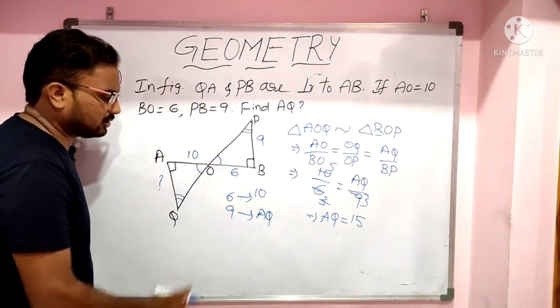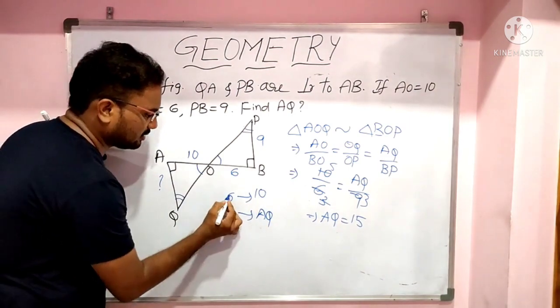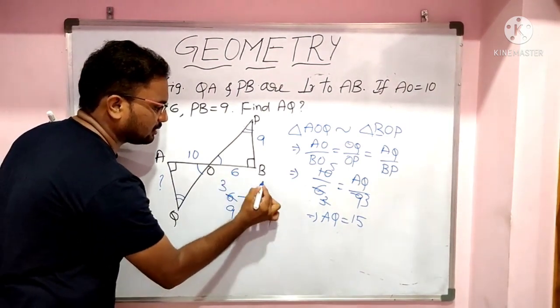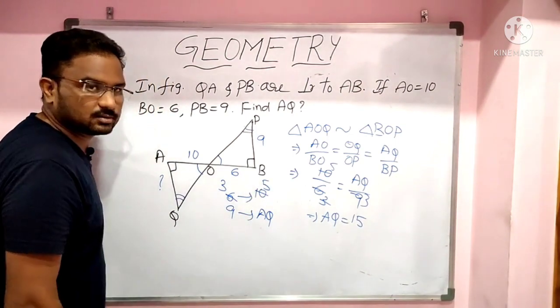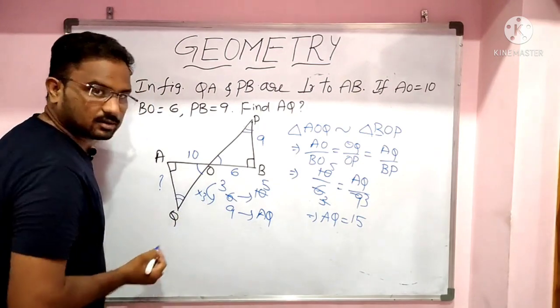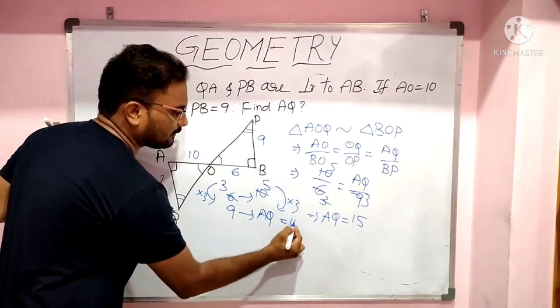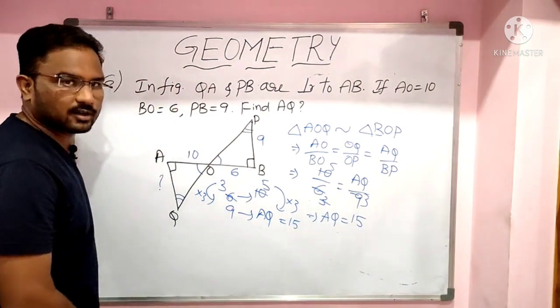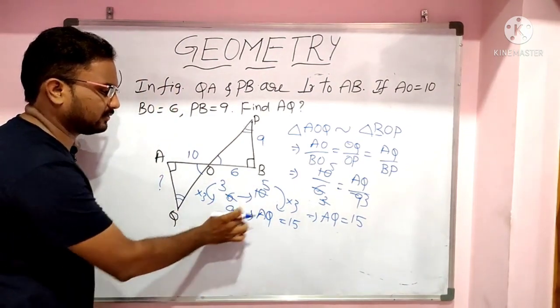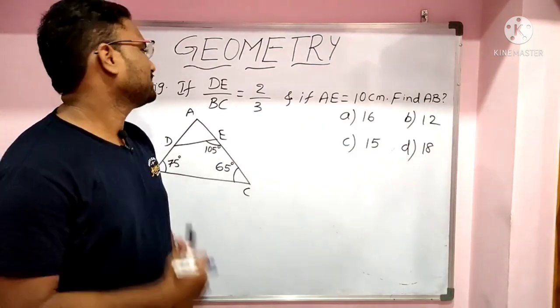Okay, so if 6 becomes 10, then 9 becomes how much? 3 into 3 is 9, so 5 into 3 also equals 15. So the AQ value is 15. So, next problem.